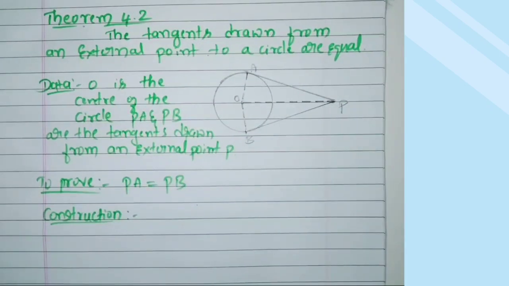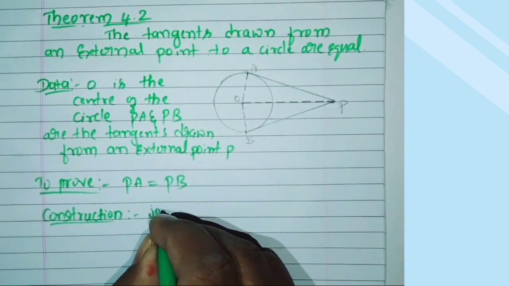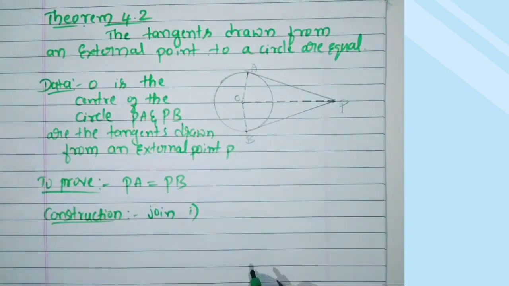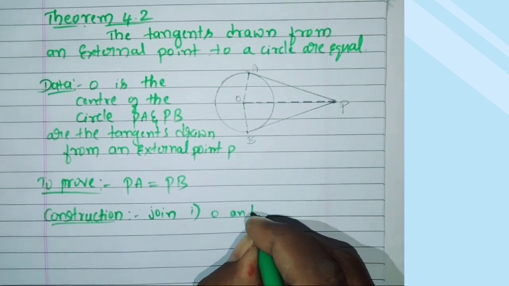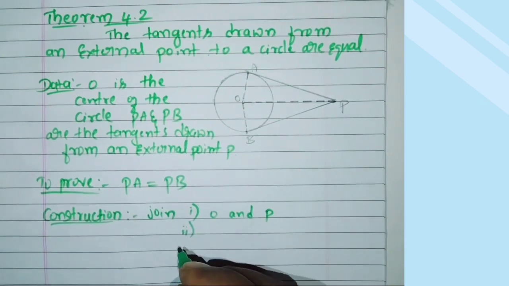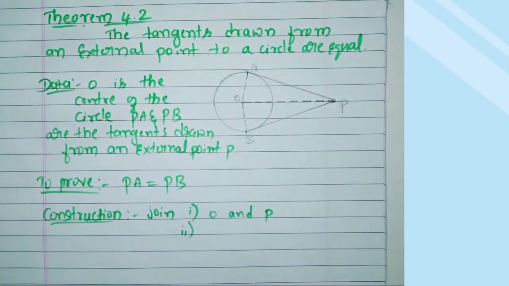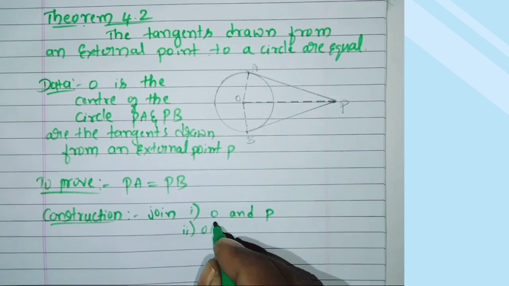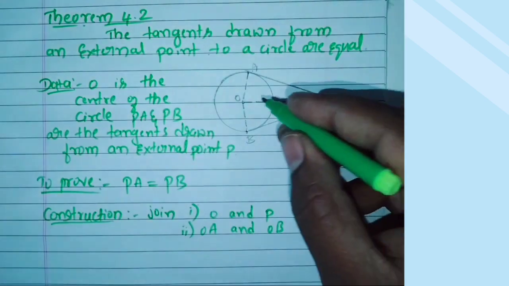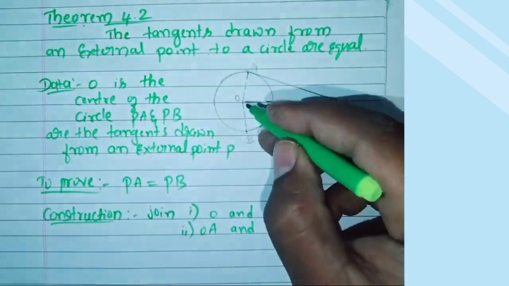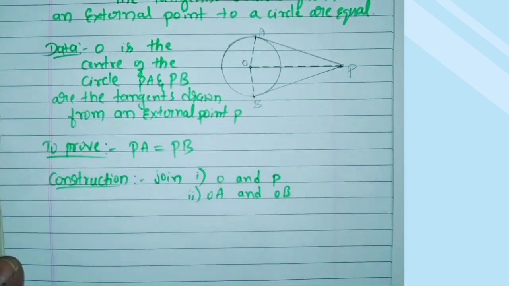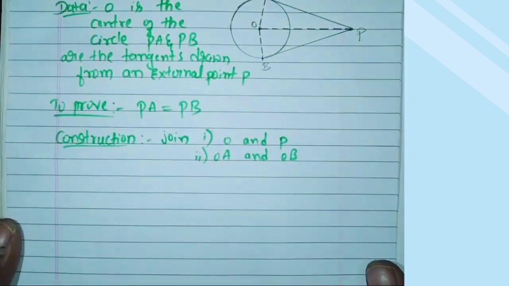In the construction, what I did: number 1, join O and P, and secondly OA and OB. I just joined O to P, and OA and OB. Now after this we need to do the proof of this theorem.